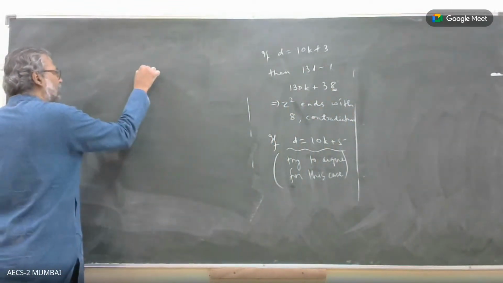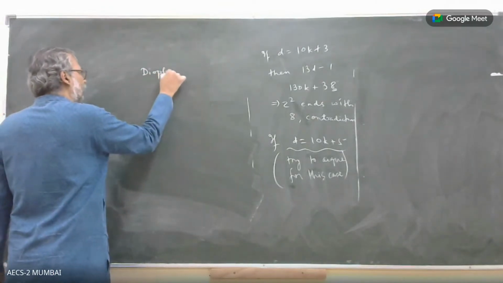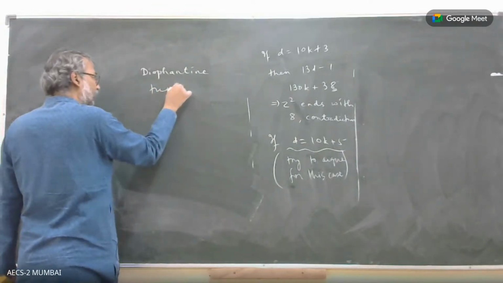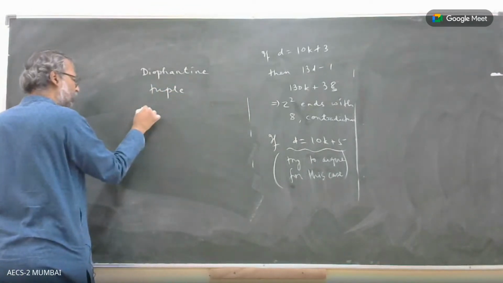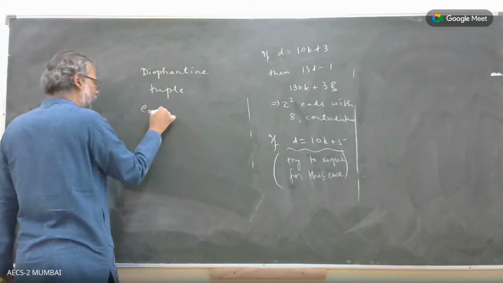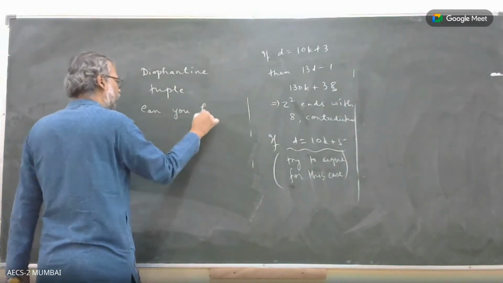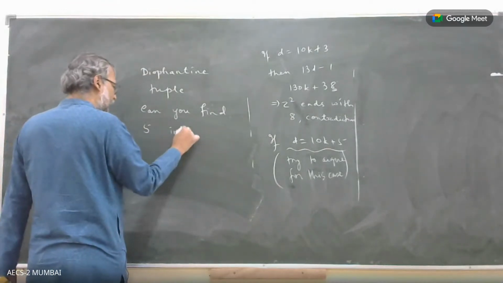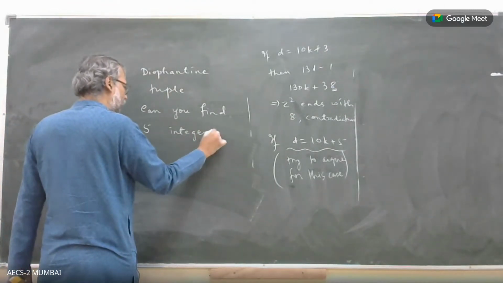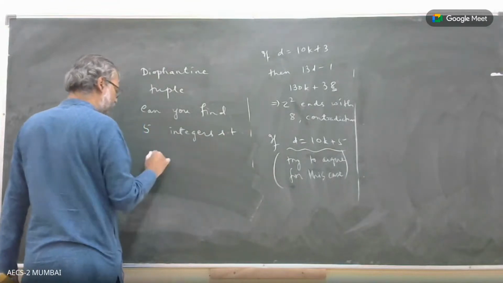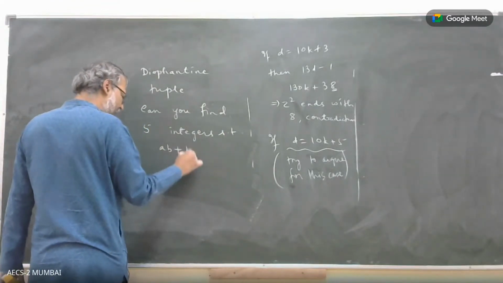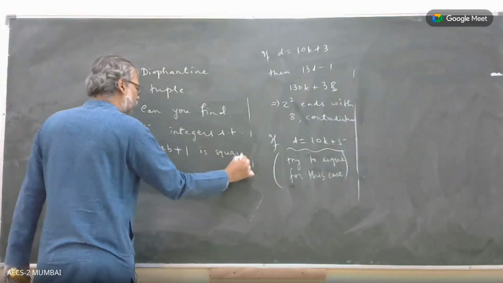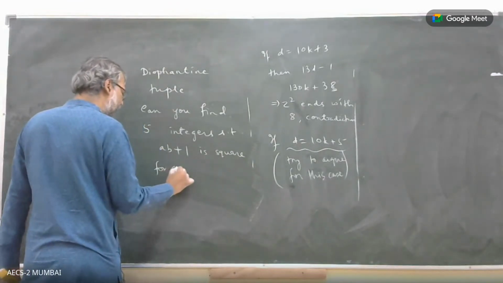There is an old problem called the Diophantine tuple problem, which is exactly the opposite. So can you find five integers such that AB plus 1 is a square for every pair?